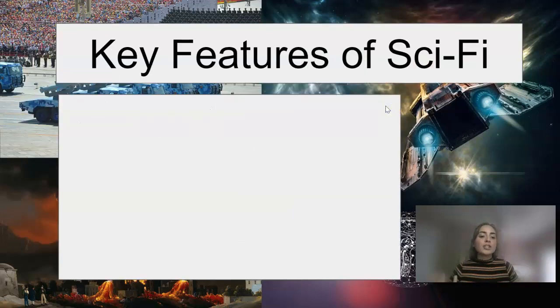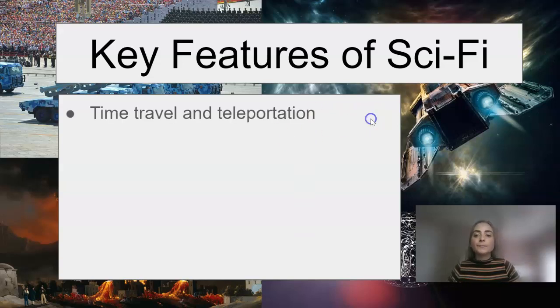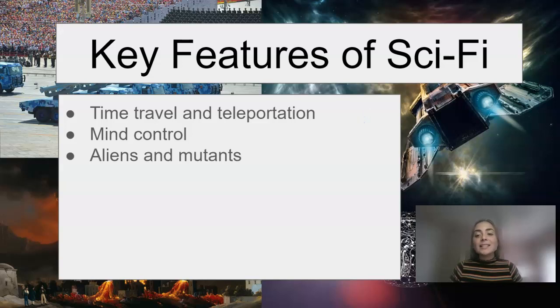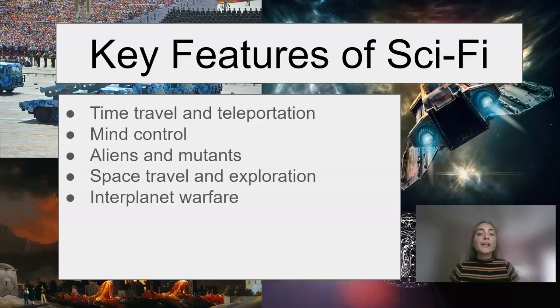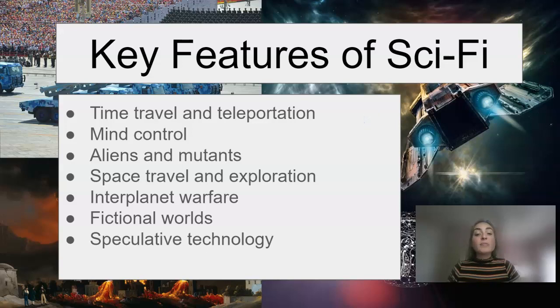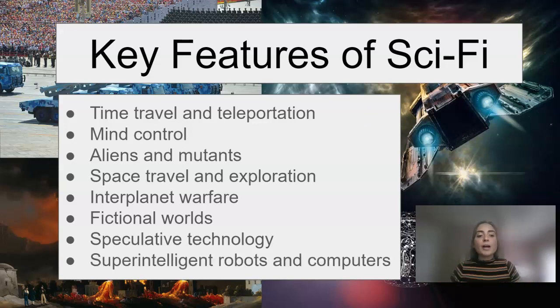There are a bunch of key features of science fiction. So as I list off a bunch of these, make sure you get some of them down in your notes. One key feature is time travel and teleportation, mind control, aliens and mutants, space travel and space exploration, interplanet warfare, so people and beings on different planets fighting with each other, fictional or imagined worlds, speculative technology. That's what I was just talking about, like imagining how technology might advance in the future. And then super intelligent robots and computers. These are all key features of the science fiction genre.